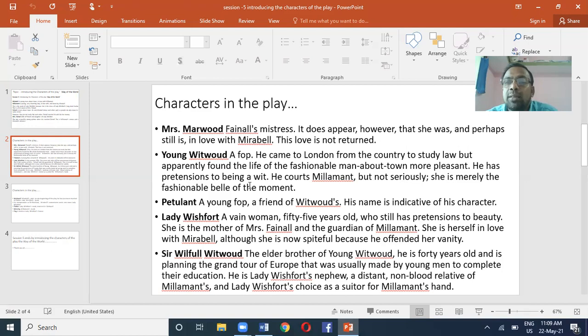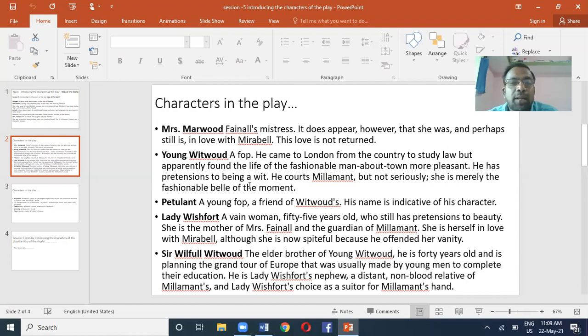She is herself in love with Mirabel. See that. Mirabel was loved by Millamant. Millamant was the niece of Lady Wishfort, and Lady Wishfort herself was in love with Mirabel. See how love complications arise, and how love moves from person to person. Although she is now spiteful because he offended her vanity.